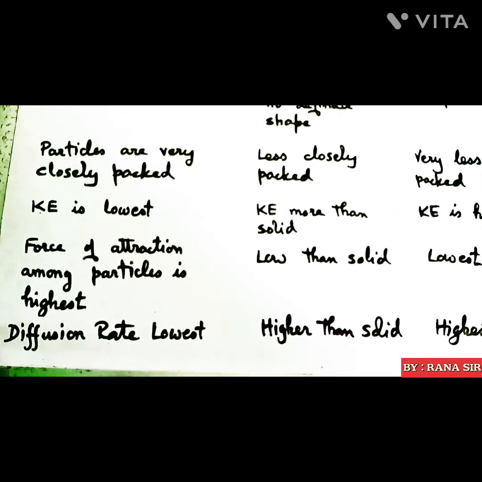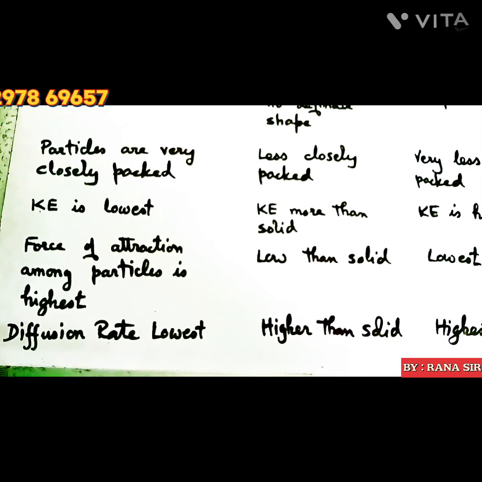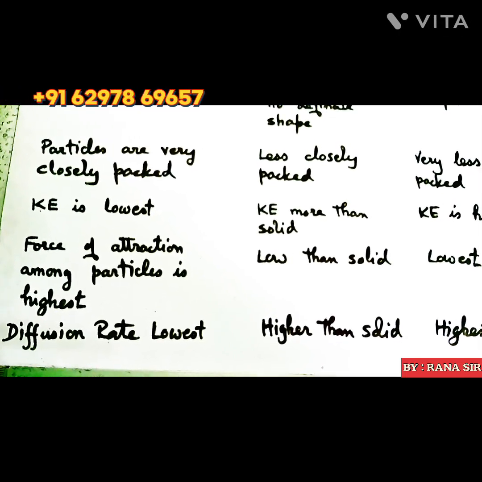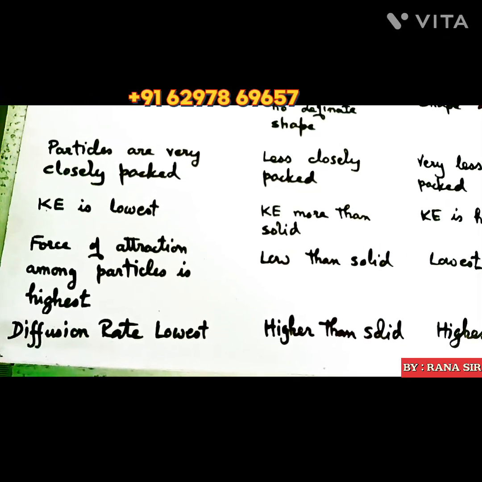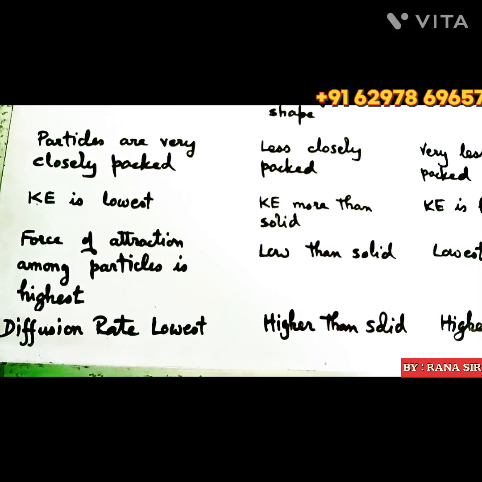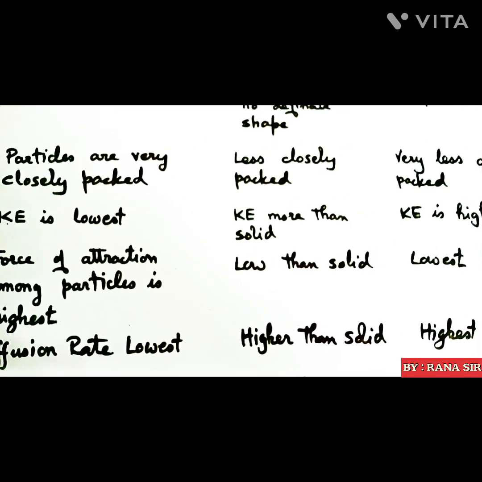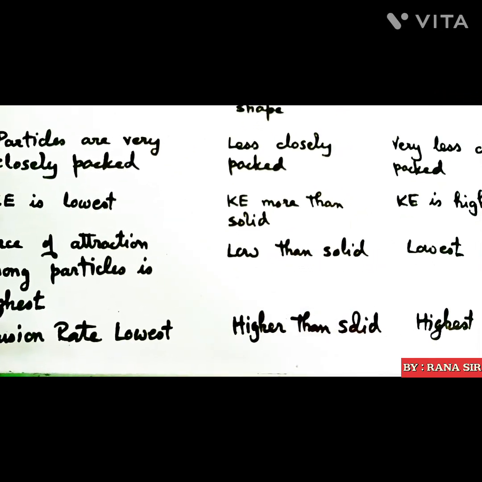Next, diffusion rate is lowest in solid. We have already learned about diffusion. This is the rate of mixing of two different matters. So diffusion rate is lowest in solid as the particles cannot move. It is higher in liquid than solid, and diffusion is highest in gas.